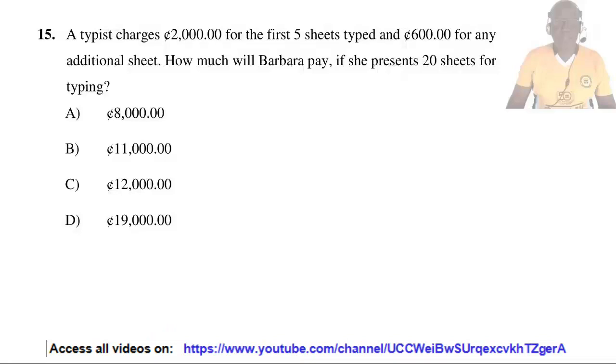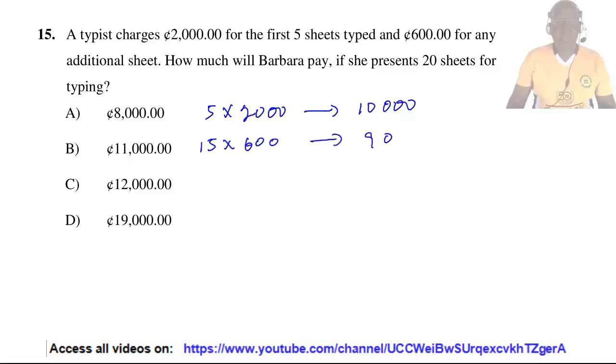Question 15. A typist charges 2,000 cedis for the first 5 sheets typed and 600 cedis for any additional sheet. How much will Barbara pay if he presents 20 sheets for typing? For the first 5 sheets, Barbara is going to pay 5 times 2,000, which will give us 10,000. Now, 5 from 20, 15 sheets will be left, and the charge is going to be 600 each, and this will give us 9,000. So the total is 19,000. So the answer is D.